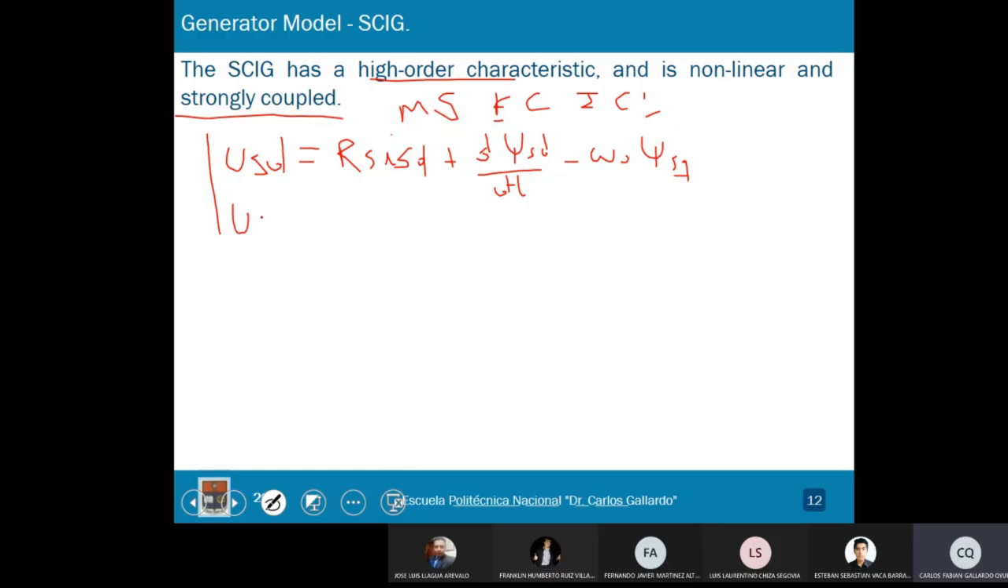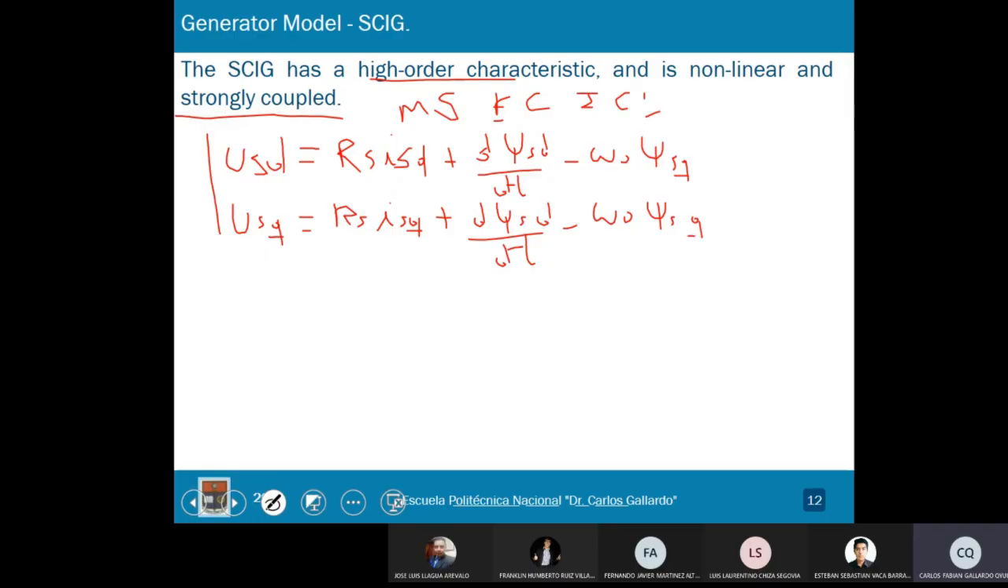The second component is the quadrature axis. This is equal to the stator resistance times the stator current on the quadrature axis, plus the derivative of the stator flux, minus the speed times the stator flux on the D-axis. This is for the stator.